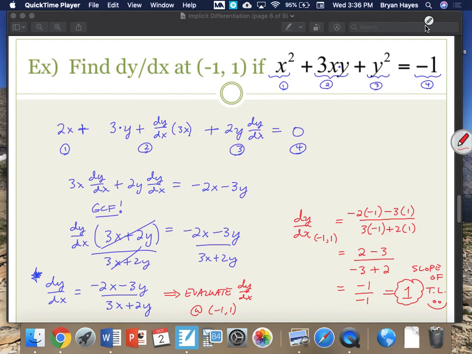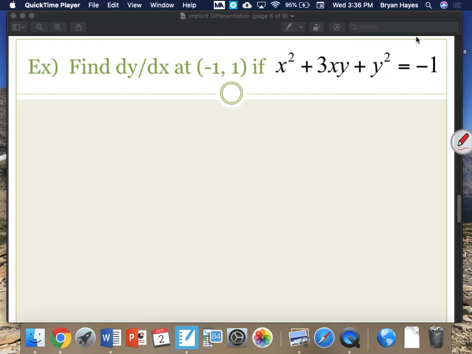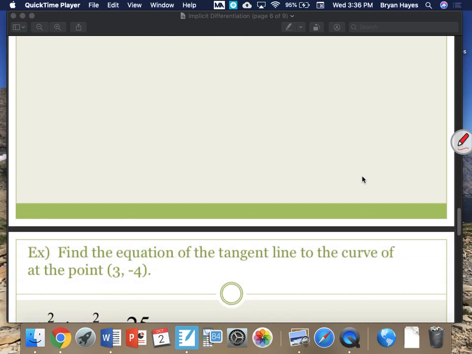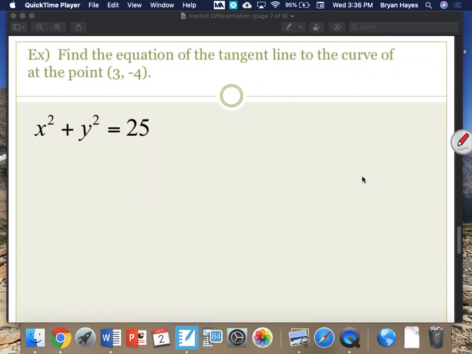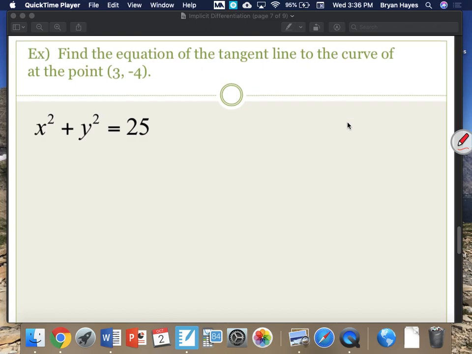All right, let's see what we got next here. So we're going to find, let's take it a little further. Let's find the equation of the tangent line to the curve at the point 3, negative 4. All right, let's find the equation of the tangent line.